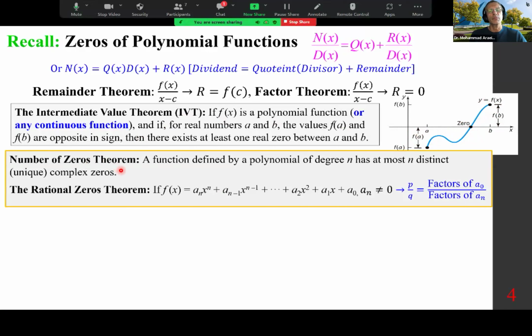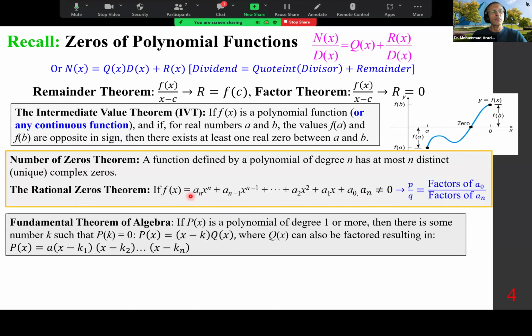Number of zeros theorem. A function defined by a polynomial of degree n has at most n distinct unique complex zeros. The rational zero theorem indicates if f of x is the following polynomial, a sub n x to the power of n, all the way to a sub 0, then the rational zeros have to be the factors of a sub 0, the constant, over the factors of a sub n, the leading coefficient. Those would be possible rational zeros.